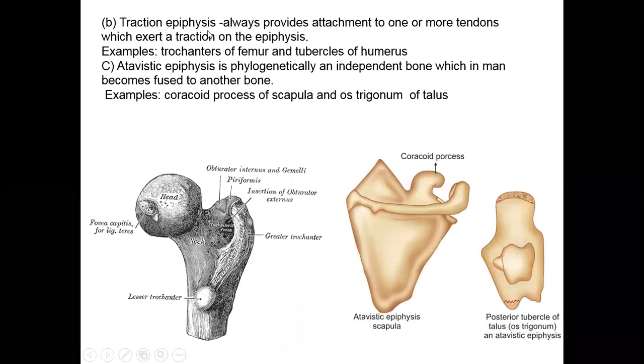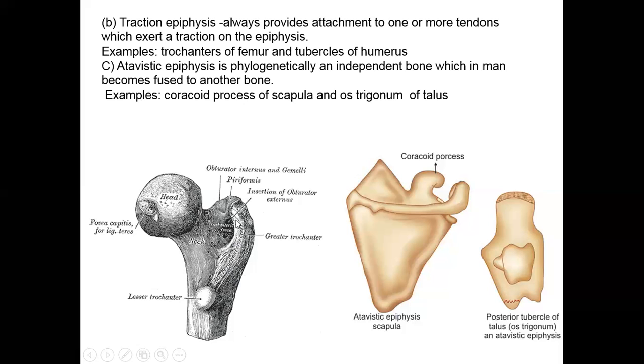Now coming to the next epiphysis, that is traction epiphysis. As the name suggests, here the epiphysis is formed because of the pull of a muscle or tendon which is attached to that area. So here it can have some attachments. Now look at this bone. This is femur. Example of traction epiphysis is trochanters of femur. These are trochanters of femur.